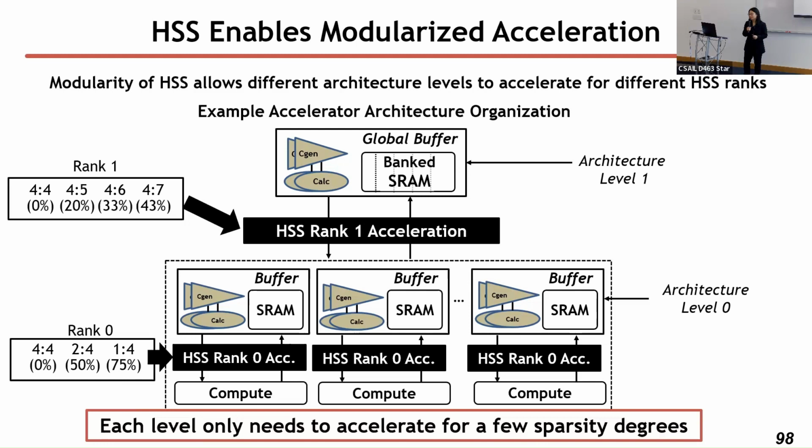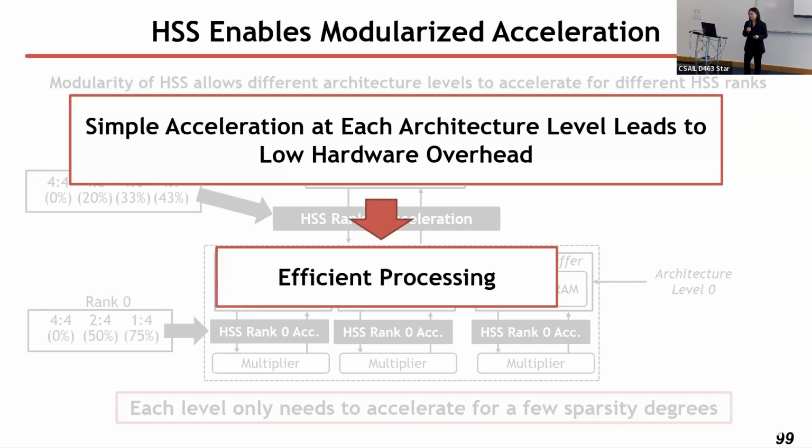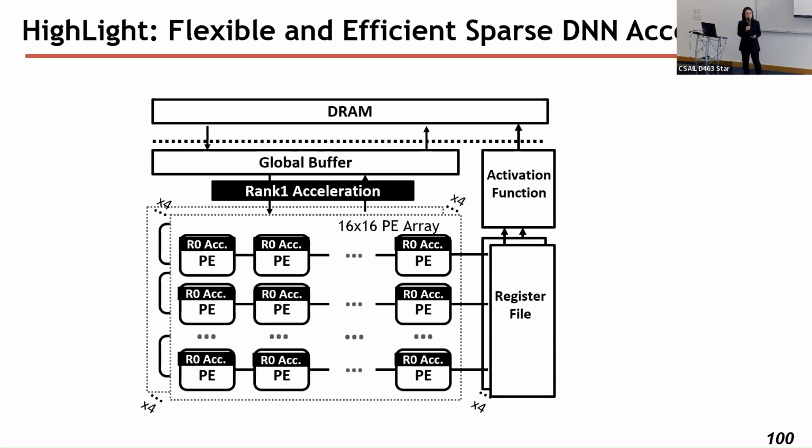So by doing this, the hardware implementation for each rank's acceleration becomes simple and low overhead. And in general, it can lead to much more efficient processing to support the same number of sparsity degrees in hardware. So motivated by these two opportunities, we propose the HighLight architecture, which is a flexible and efficient sparse DNN accelerator. And here we're showing a very high-level architectural organization of the design.